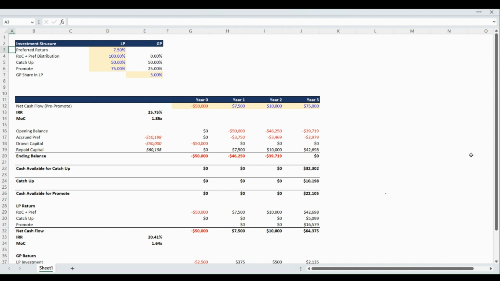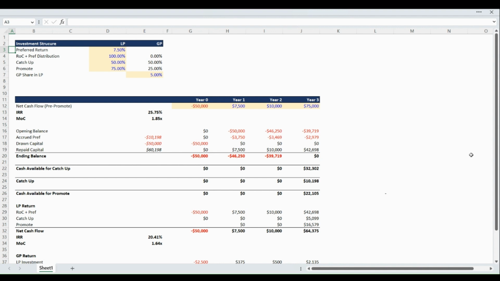In this model, we are utilizing a 50-50 catch-up equal to the preferred return. This means that after the preferred return is calculated, we will catch the general partner up to receive 50% of the preferred return, while the limited partner will receive the other half of the catch-up tier.